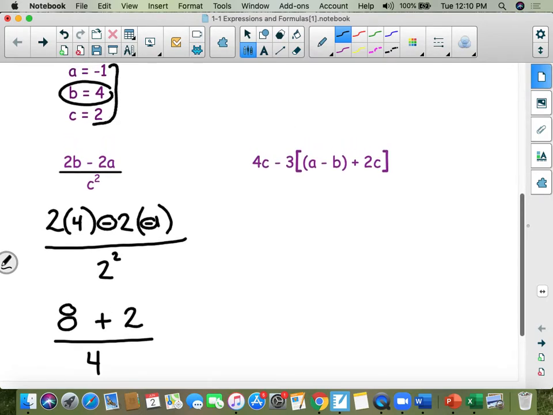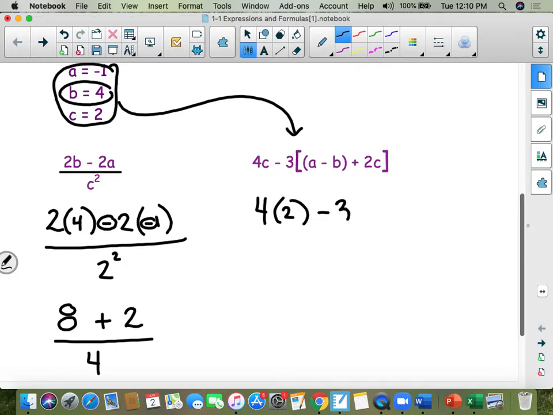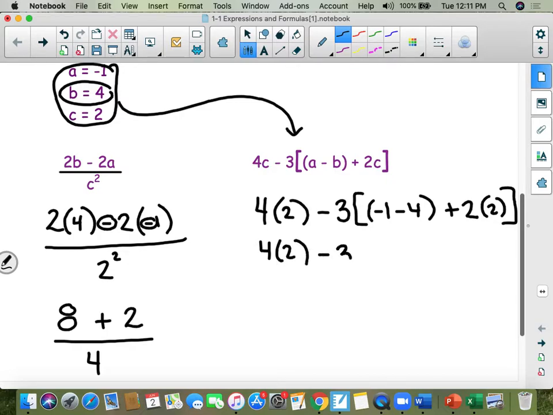Again, we're going to use these 3 to do this problem. So in place of the C, I'm going to put a 2 minus 3. Use your brackets, use a parenthesis. In place of the A, use a -1. In place of the B, use a 4, use a parenthesis, plus 2 times the C, which is 2. Keep using brackets and parentheses. I'm going to leave the 4 times the 2. I'm going to leave the 3.